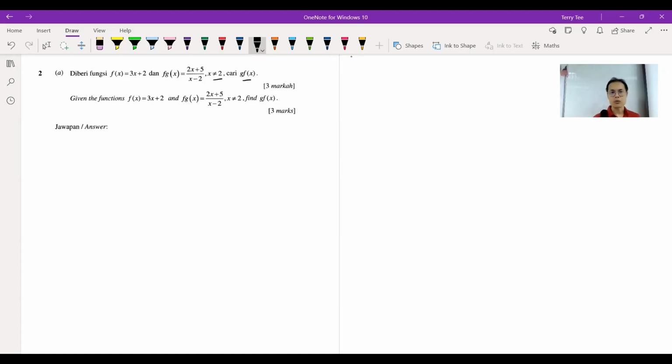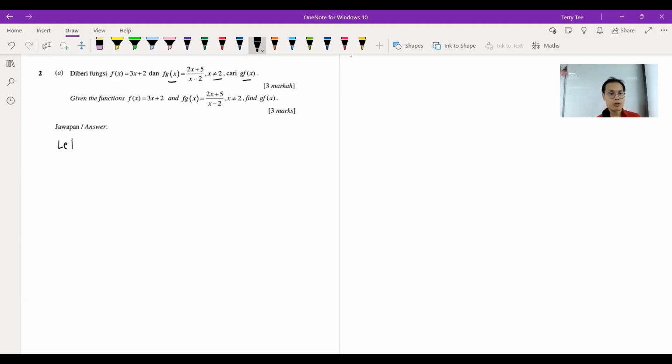So the first thing you need to know is what is the function, fungsi g(x). Actually there are two ways that we can use: substitution, gantian, or we can use inverse, fungsi songsang, to do it. But I think most people would prefer substitution because you're probably more familiar with it, right?